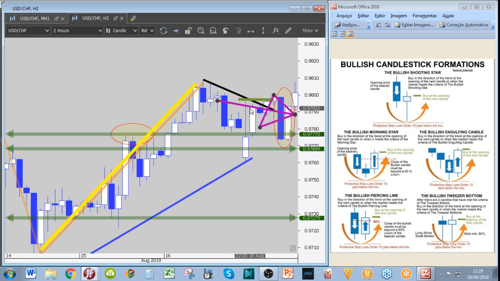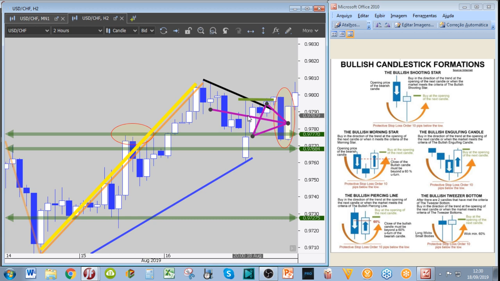Yes, but you trade close to a pivot. It doesn't matter. Remember, pivot points are from the monthly chart. Okay, Victor says yes. Is this a bullish candlestick formation?